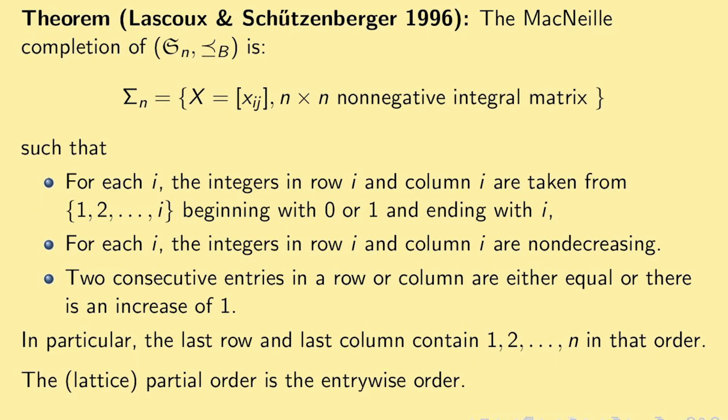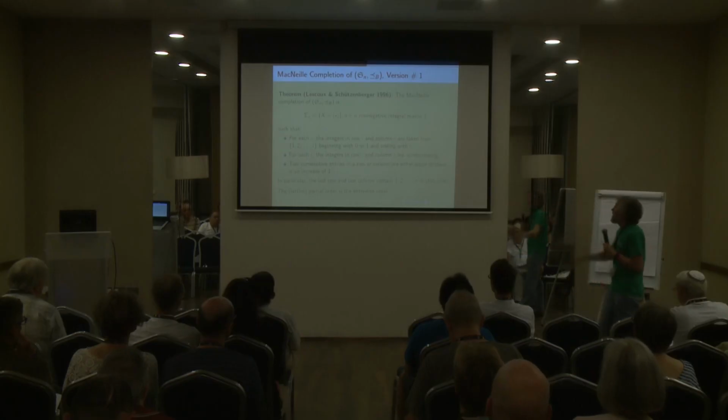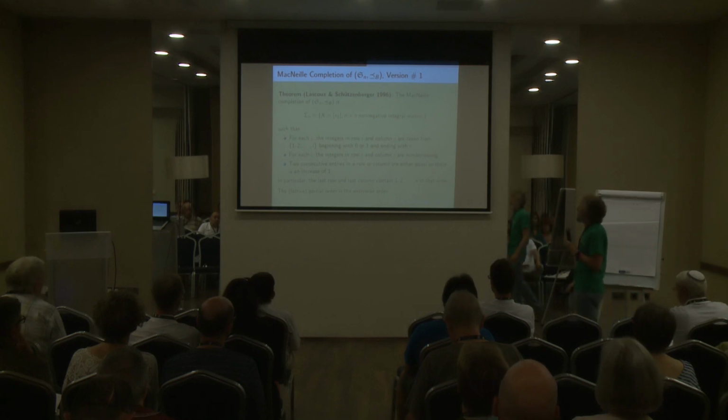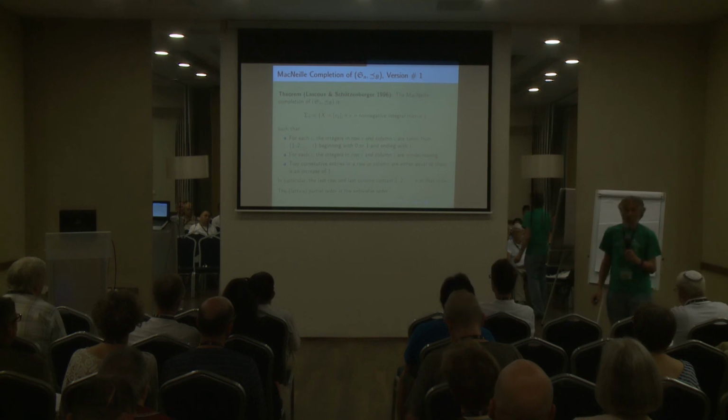And this theorem of Lascoux and Schützenberger says the following, okay? I'm going to come back to the alternating sign matrix, the second version. Here's what the MacNeille completion is of the Bruhat order on the permutations of 1 up to n. I'm going to describe it in terms of the sigma matrices, that's sigma sub n there. They're all the non-negative integral matrices. Well, you can read what it says there. For each i, the entries in row i and column i are taken from 1 up to i, okay? Has to begin with a 0 or a 1, excuse me.